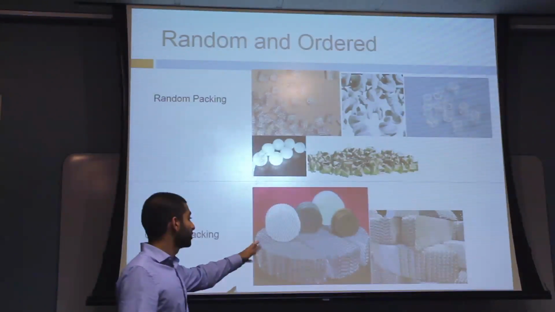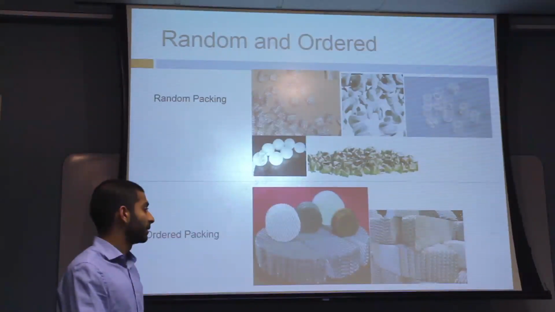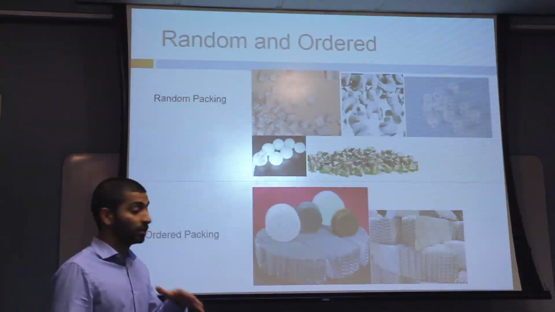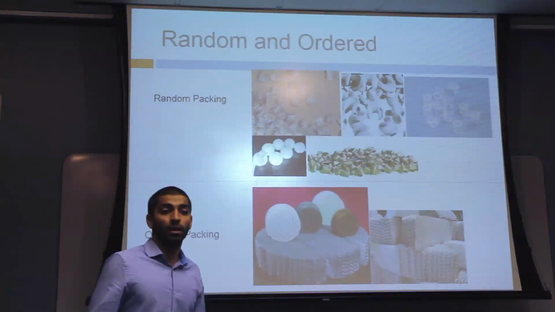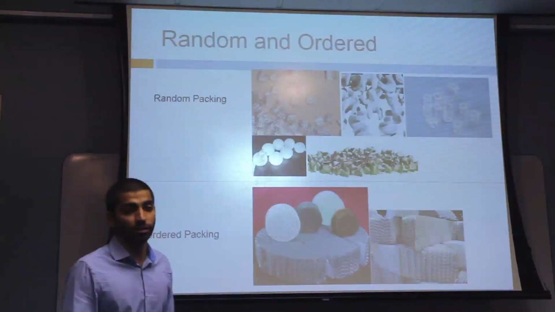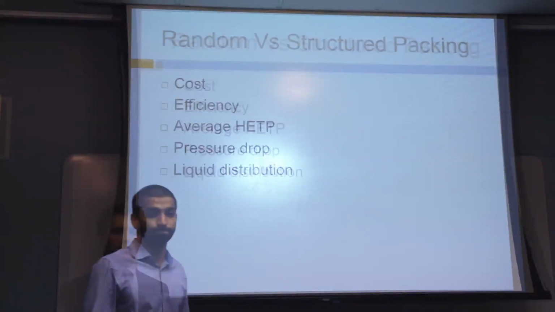They're corrugated metal sheets. They could be made of other materials too, but they're very ordered and structured, and they have kind of an array and lattice involved in them. These two different kinds of packings have different characteristics, and there are different reasons why you would choose them, and that's where Kyle comes in. He's going to talk to you about how you choose between random and structured packing.